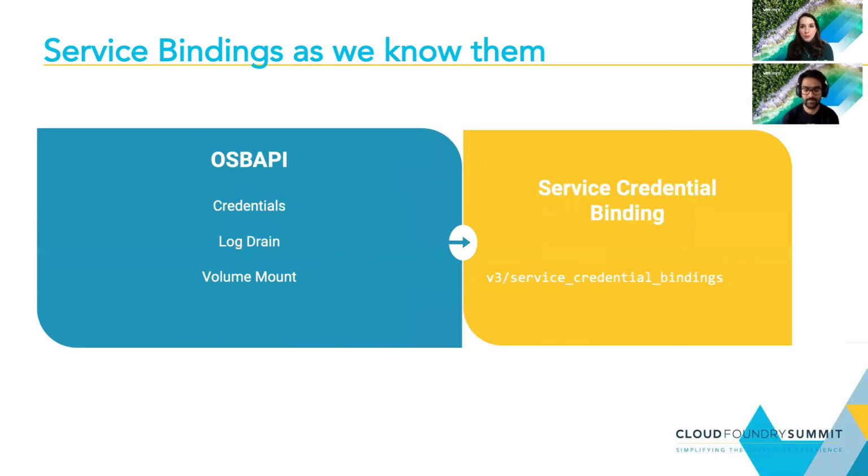So we decided to bring the bindings resources more in line with what SAPI defines as a binding type. And now the service credential binding is the new resource that represents an SAPI binding type of credentials. And then you can use the type key or app to define which one you would like to use.